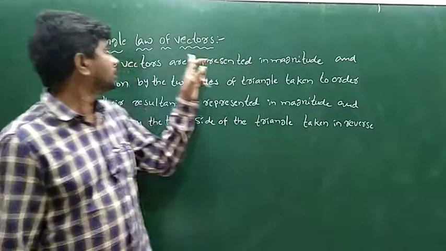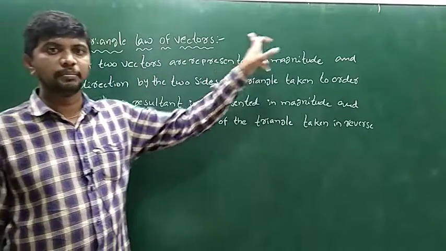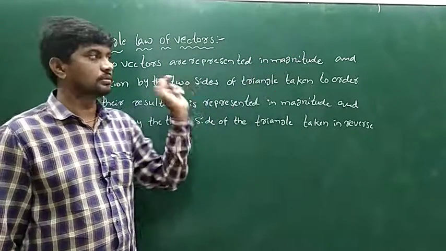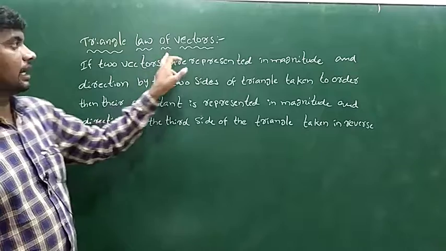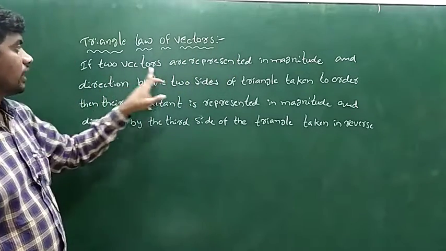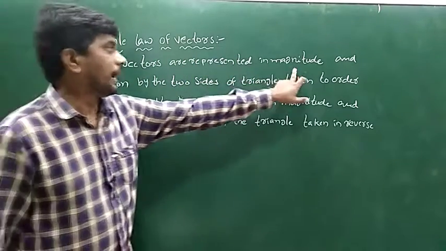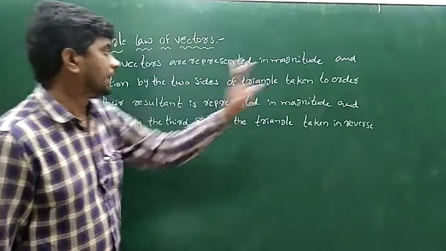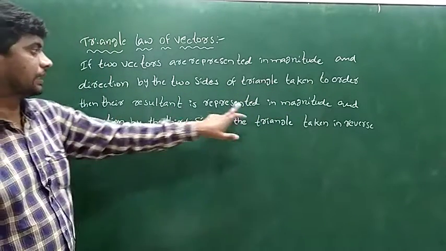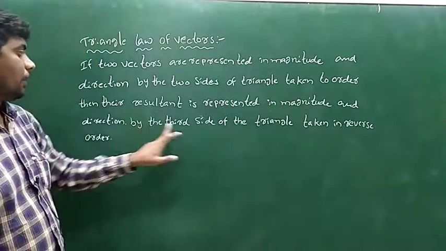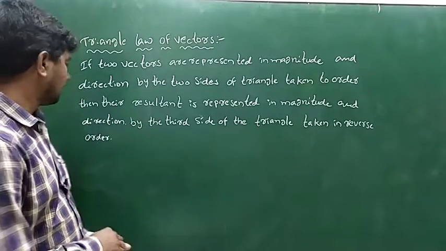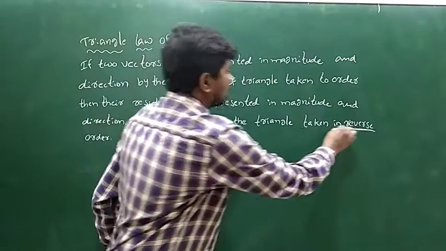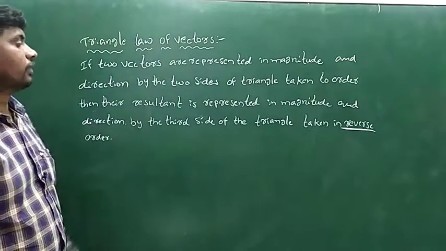The next topic is triangle of vectors, an important topic in midterm exams. The definition of triangle of vectors: if two vectors are represented in magnitude and direction by the two sides of a triangle taken in order, their resultant is represented in magnitude and direction by the third side of the triangle taken in reverse order. This is called triangle of vectors.